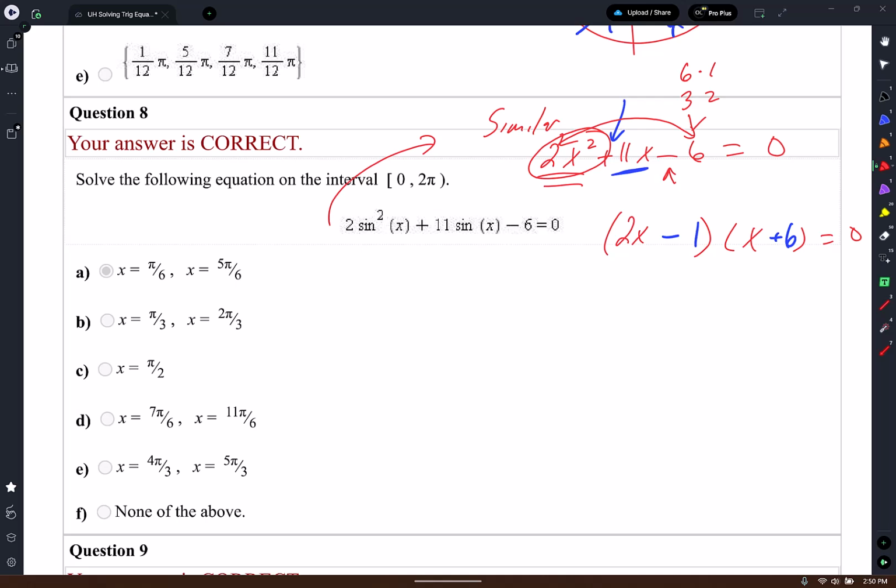All right, here we go, guys. x equals -6, because -6 plus 6 is 0, and 0 times anything is 0. Or x equals a half.